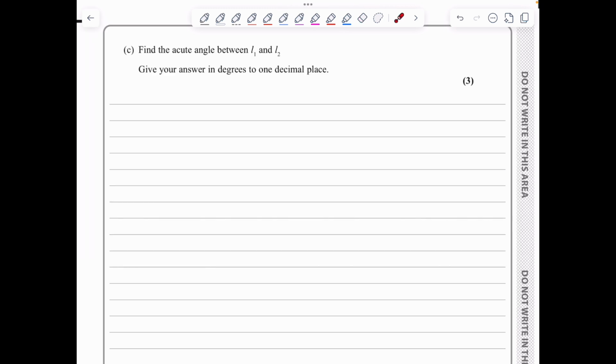In part C, we need to find the acute angle between the two lines, giving our answer in degrees to 1 decimal place. So to do that, I will be applying the dot product.